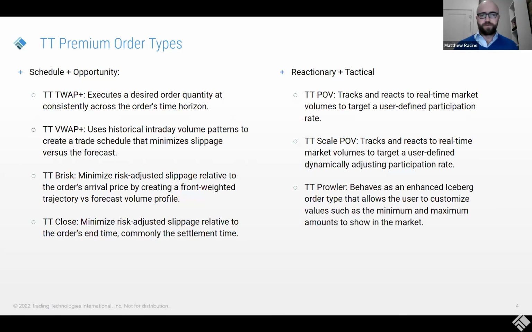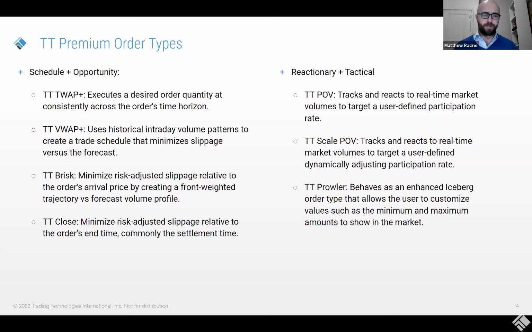In terms of the offerings, we've got 7 premium order types out of the box available on the platform. You can look at these in many ways. One way I like to look at them is basically to bucket them in terms of what's driving them. So looking at the TWAP plus, VWAP plus, Brisk, and Close, I like to think of these as something that is somewhat built on a schedule, but with an opportunistic component. TWAP plus, VWAP plus, quite common terminology in the industry. One executing linearly across time, the other one forecasting what liquidity is going to look like during my trading horizon.